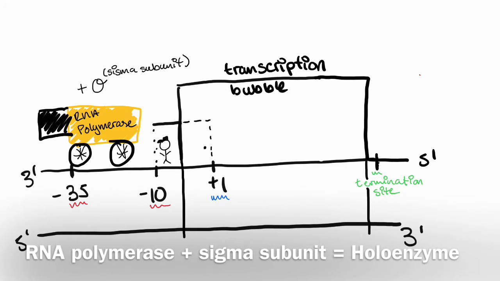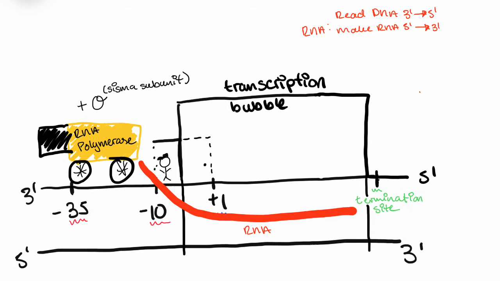The sigma subunit is illustrated as a person. Without the subunit, it won't be able to park the truck. Without the RNA polymerase, as illustrated by the truck, it won't be able to unpack and start transcribing that RNA. Once the RNA polymerase truck is parked, it will begin to transcribe, reading the DNA from the 3' end to the 5' end and making that RNA from that 5' end to the 3' end. You can see there's a termination site, but we'll get back to that at the end.